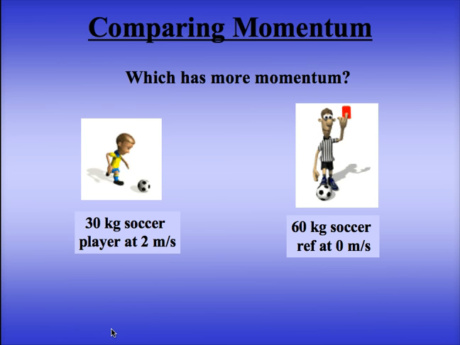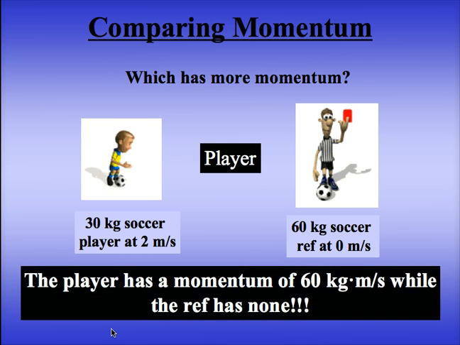So smart. How about this soccer player moving at 2 meters per second versus the 60 kilogram ref who's at rest? Yep, the player has more momentum. He's got 60 kilogram meters per second while the ref has none. He has a red card which can stop the play, but that's about it.